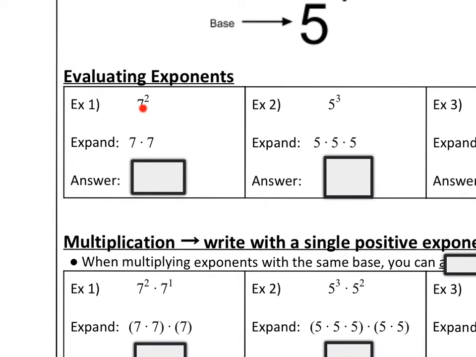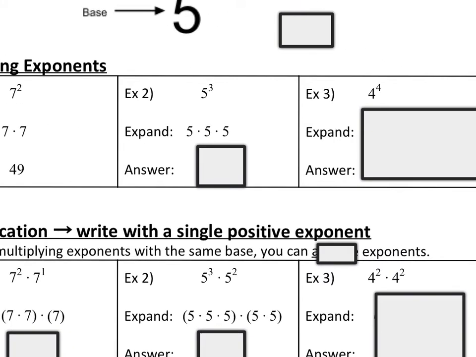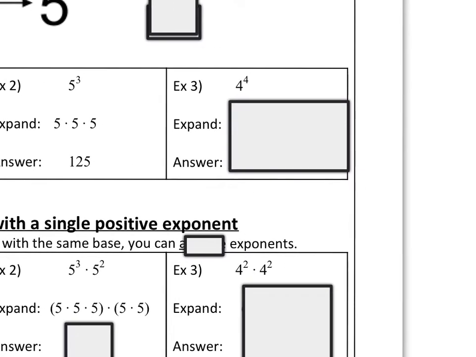Here we have 7 squared, or 7 to the second power. We can expand this to 7 times 7, which would give us 49. Our second example, we have 5 to the third power, or 5 cubed. That's expanded to 5 times 5 times 5, which would give us 125. You try this one, 4 to the fourth power.